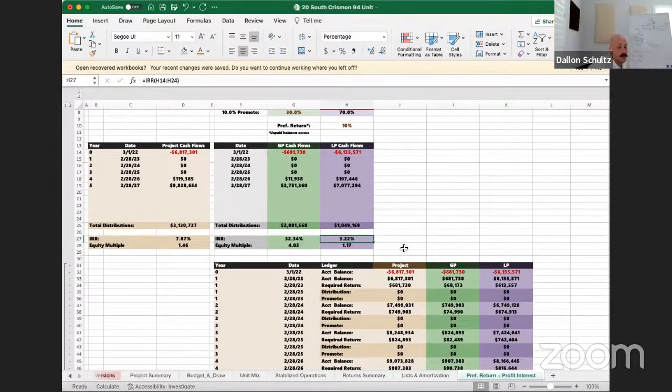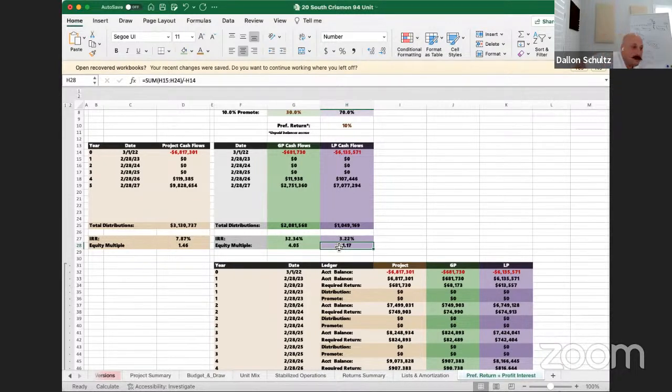3.06. Now, as you can see, the IRR, just with those few changes we made, is 3.2% with an equity multiple of 1.17. Meaning, if you put $100,000 into this deal, you're only getting $117,000 back over 5 years. Not a really good investment, is it?